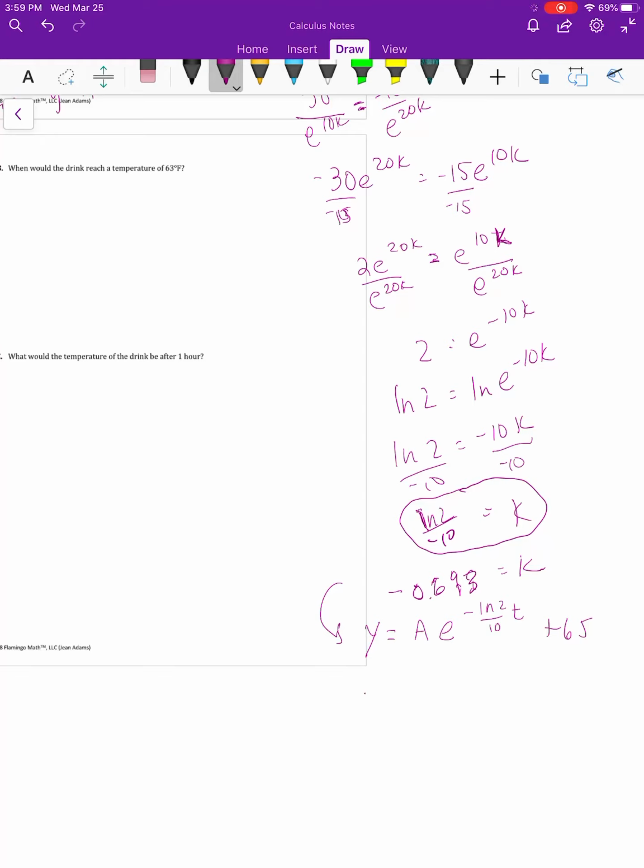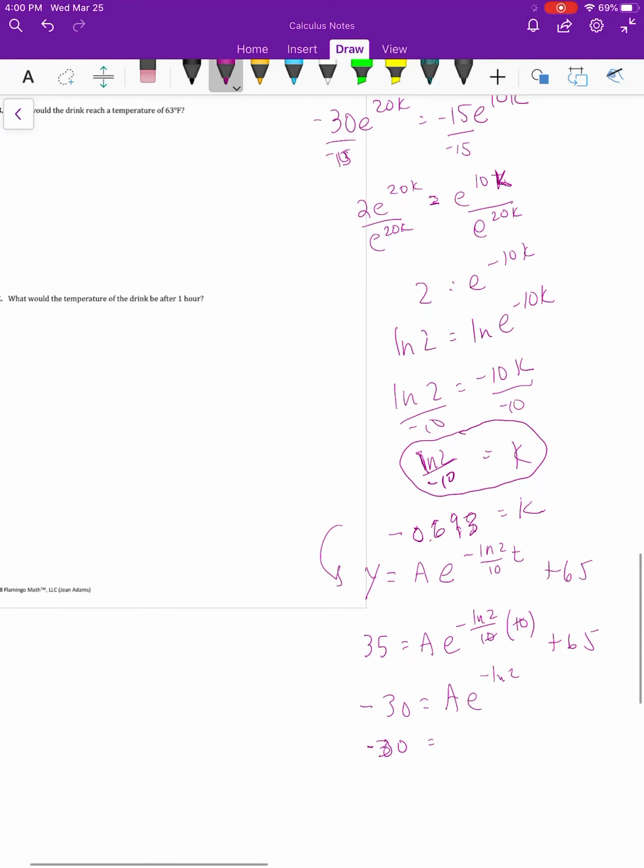And now we're going to put one of our values in to find a. So I just want to put a t comma y in to find a. And so I chose the one where it was 10 comma 35. So 35 equals a times e to the negative ln 2 over 10 times 10 plus 65. So those 10s cancel. When I subtract 65, I get negative 30 equals a times e to the negative ln 2. And that's easy because e to the negative ln 2 is going to be 1/2.